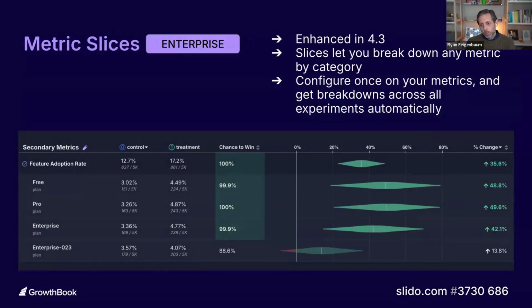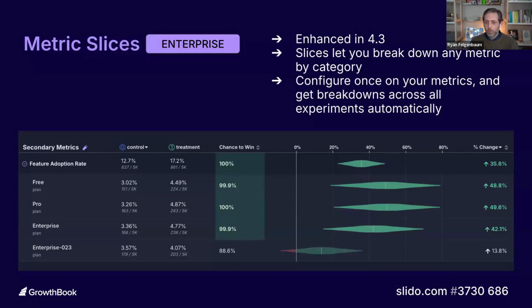And what slices are is basically lets you break down your metric into different categories. And the real benefit here is that you can set this up once and then just have it populated for all of your experiment results without having to do anything extra. And you can see here the way that it's broken down in this experiment result screenshot, where we have a feature adoption rate metric but it's broken out into the different plans. And so you can see the lift relative to the other plans.